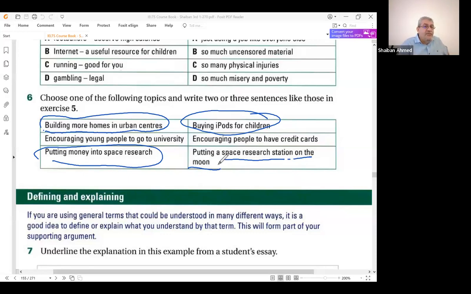So what do you encourage them to do then? If they don't go to university, why? I don't believe that encouraging young people to go to university would be a good idea. When what?